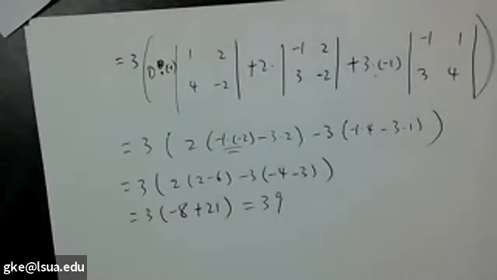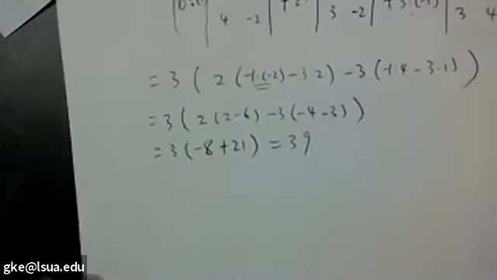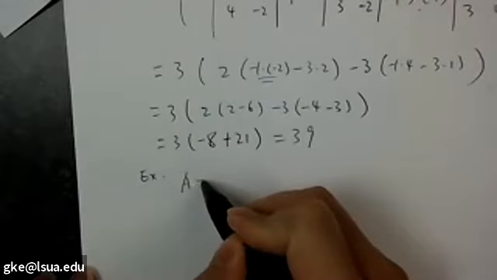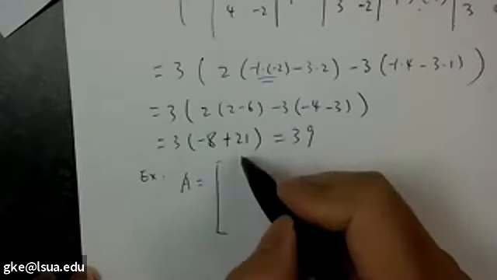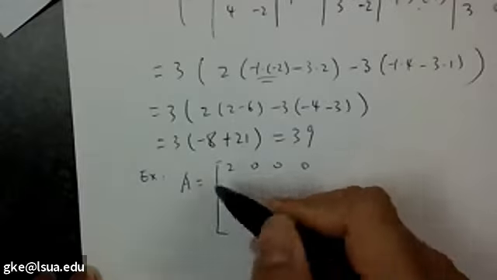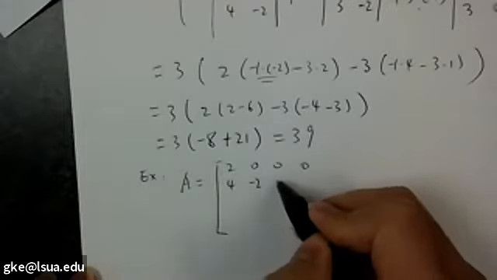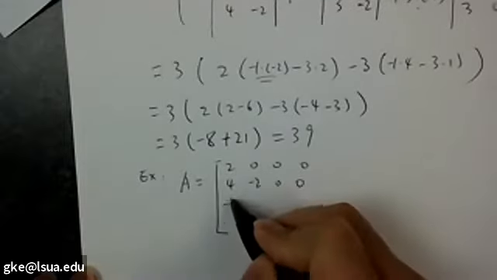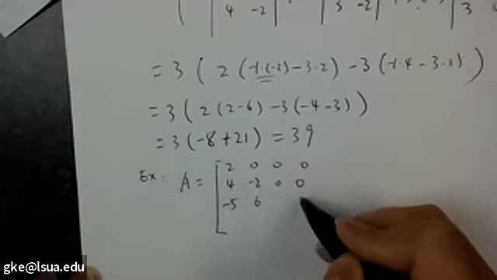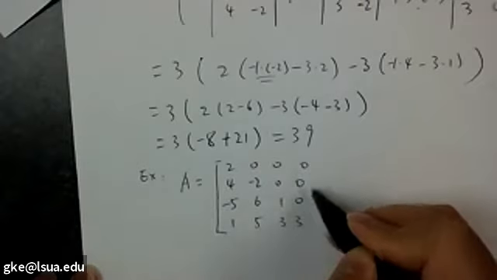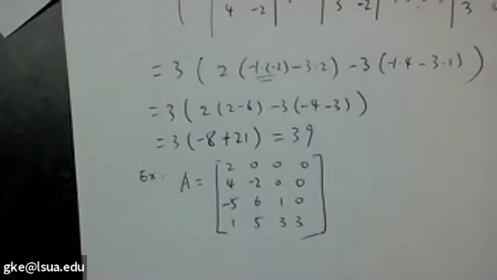Okay, 39. Now I'm going to give you guys another one that you try. For example, okay, now try this one for me.